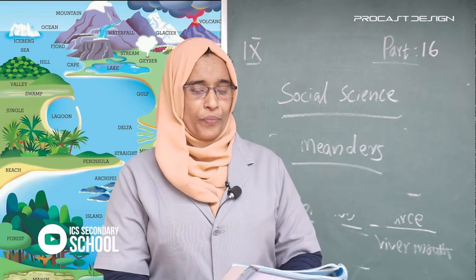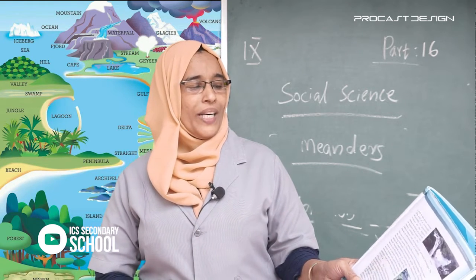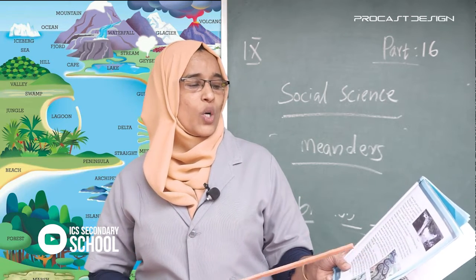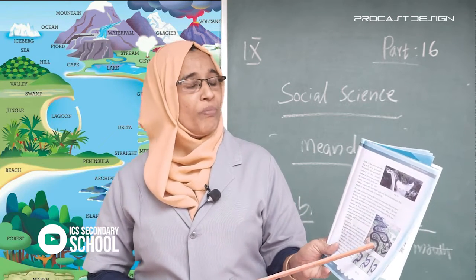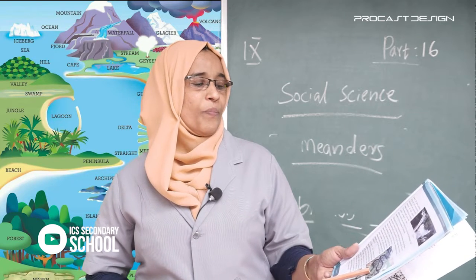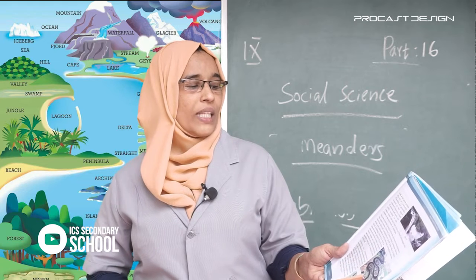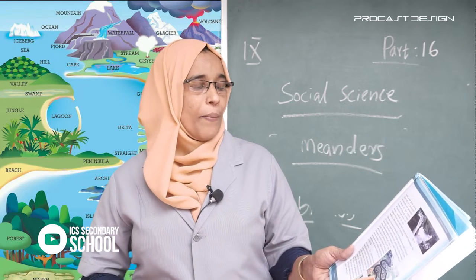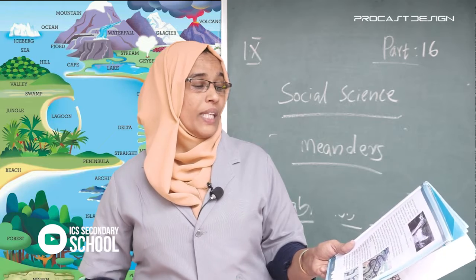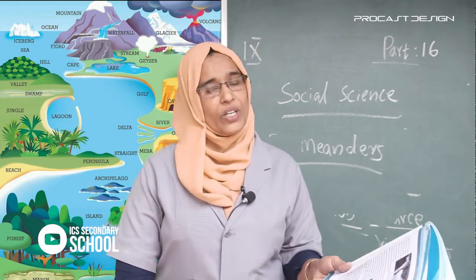Then such bending course of river is shown in the picture, figure 4.9. The curves formed along the river course are called meanders. Meanders are usually formed in the middle course and lower course of wide rivers. Okay, clear?